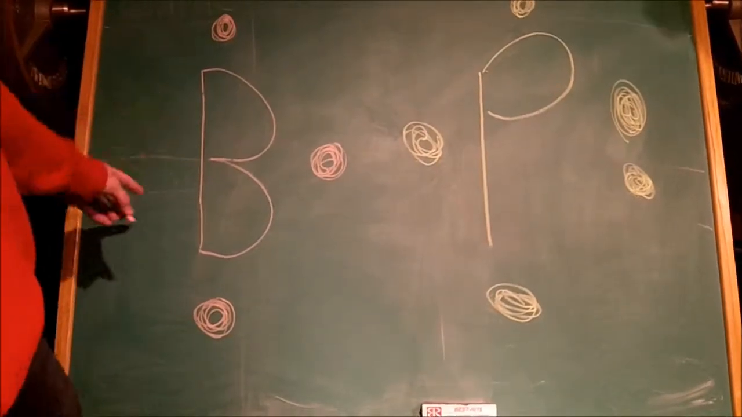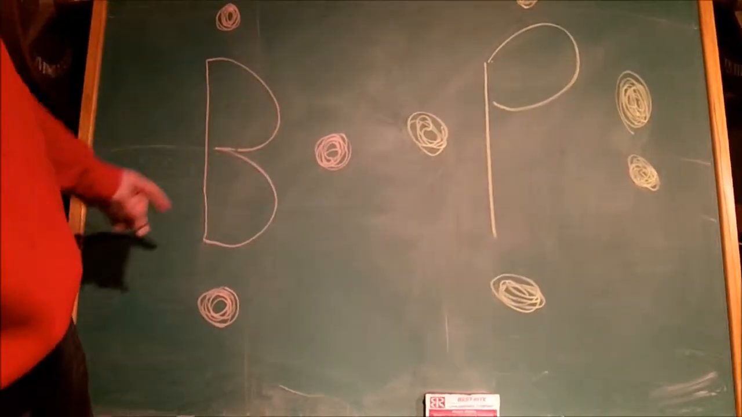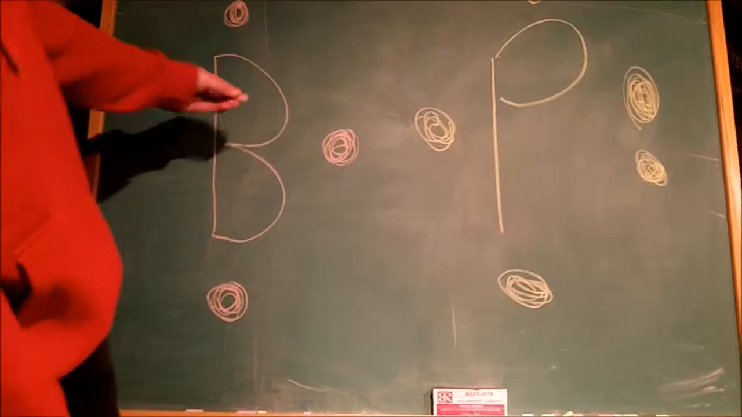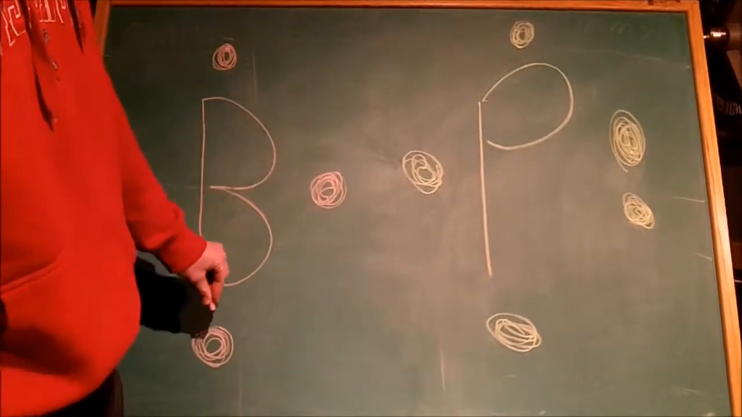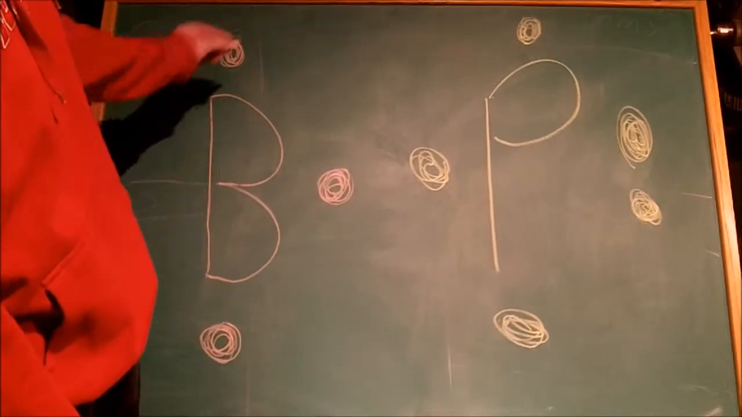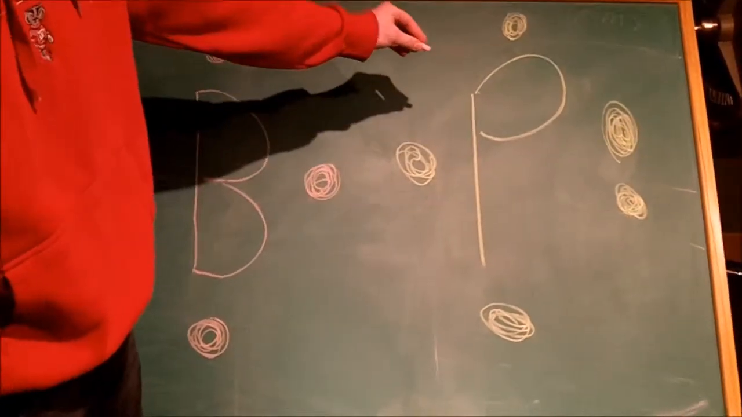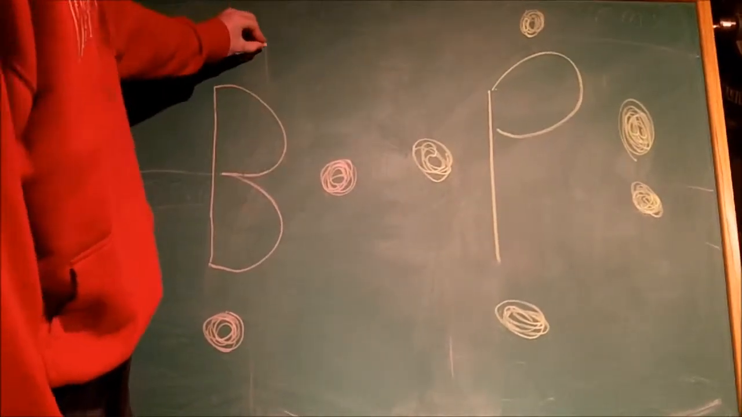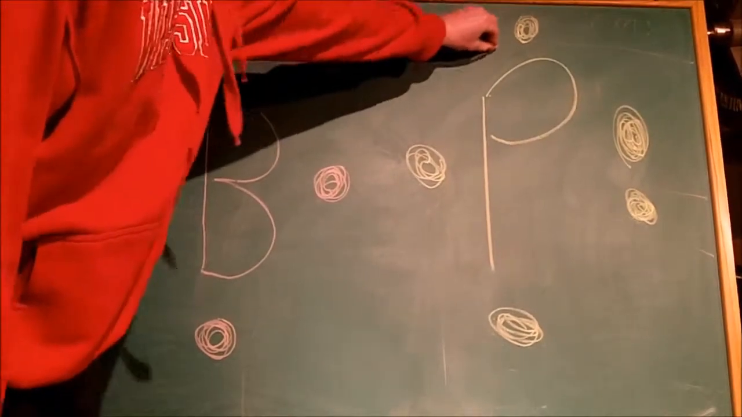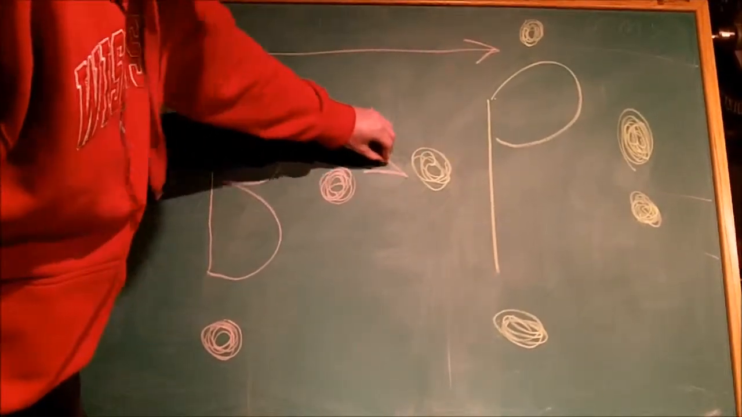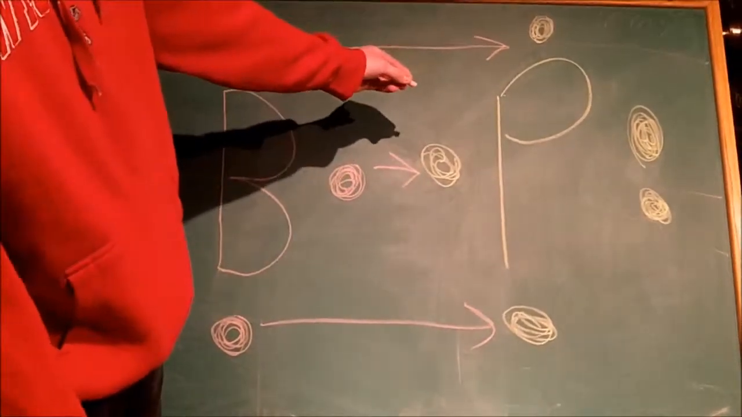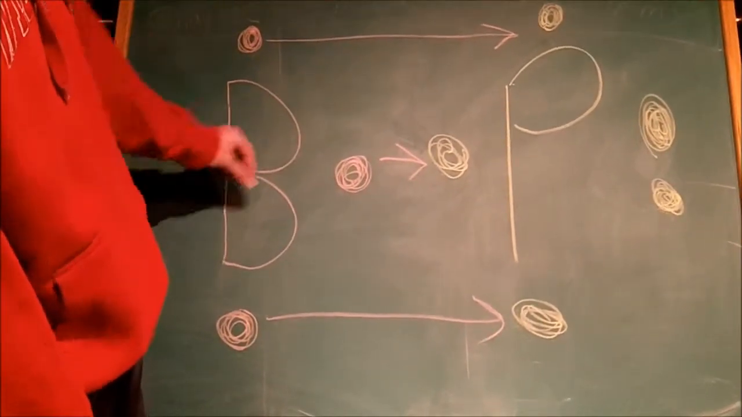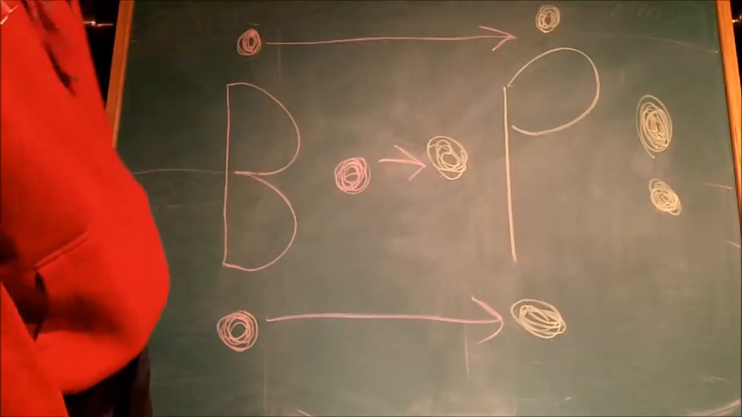Alright, how boron and phosphorus ionically bond is the boron has 3 in its outer shell and it's trying to get 8, and the phosphorus has 5 in its outer shell and it's trying to get 8. So the boron's going to give 3 of them to phosphorus, and phosphorus is going to be happy, and then boron is going to follow phosphorus around.